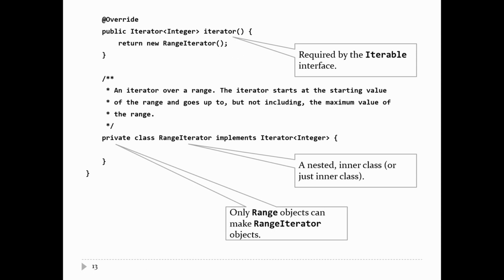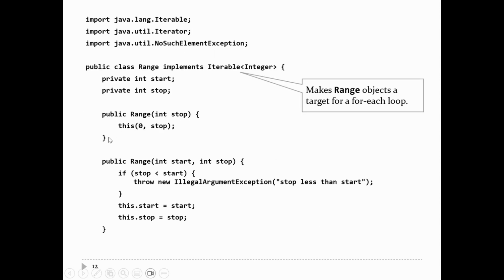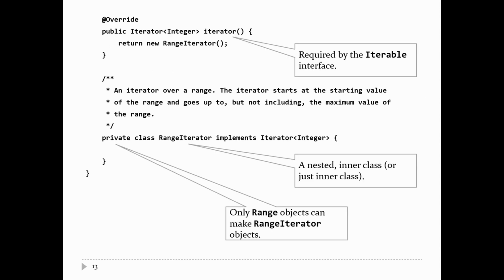The answer is we have to make one ourselves. So we're going to make another class called range iterator. A range iterator is an object that knows how to count from start up to but not including stop. That's all it does. It just counts from start to stop. Conceptually, it's not going to be difficult to implement.